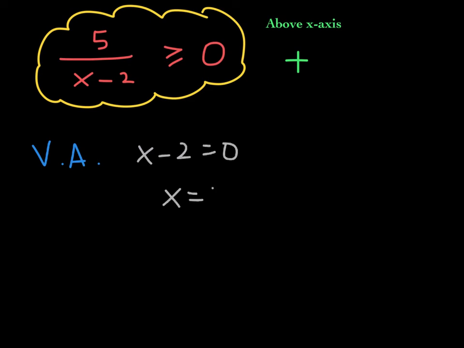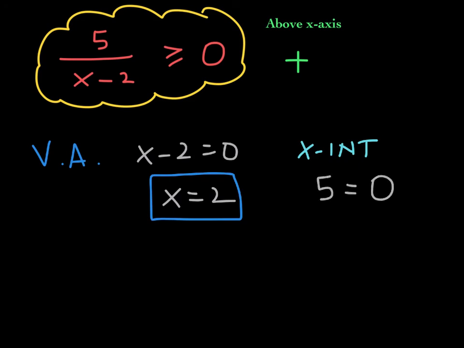So you only have one vertical asymptote. Now let's find the x-intercepts. The x-intercepts are found by taking the numerator, setting it equal to 0, and solving. Now this is a problem because 5 will never be equal to 0. This doesn't make sense. That's a contradiction. So this means you do not have any x-intercepts.